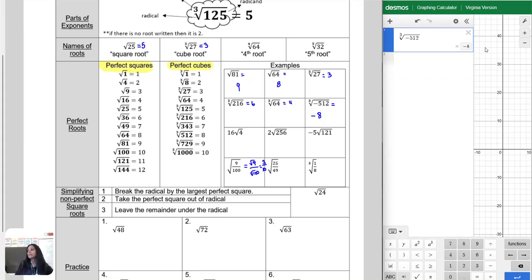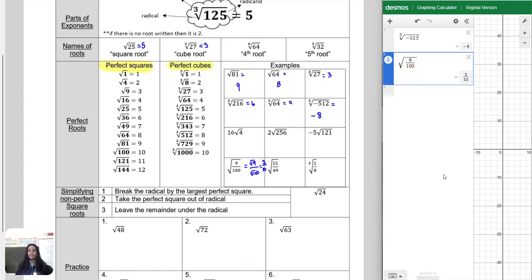Same thing here. You can do the same thing in decimals. You can do square root of 9 divided by 100. You will get a decimal, but turn it back into a fraction. So that's 3 over 10.